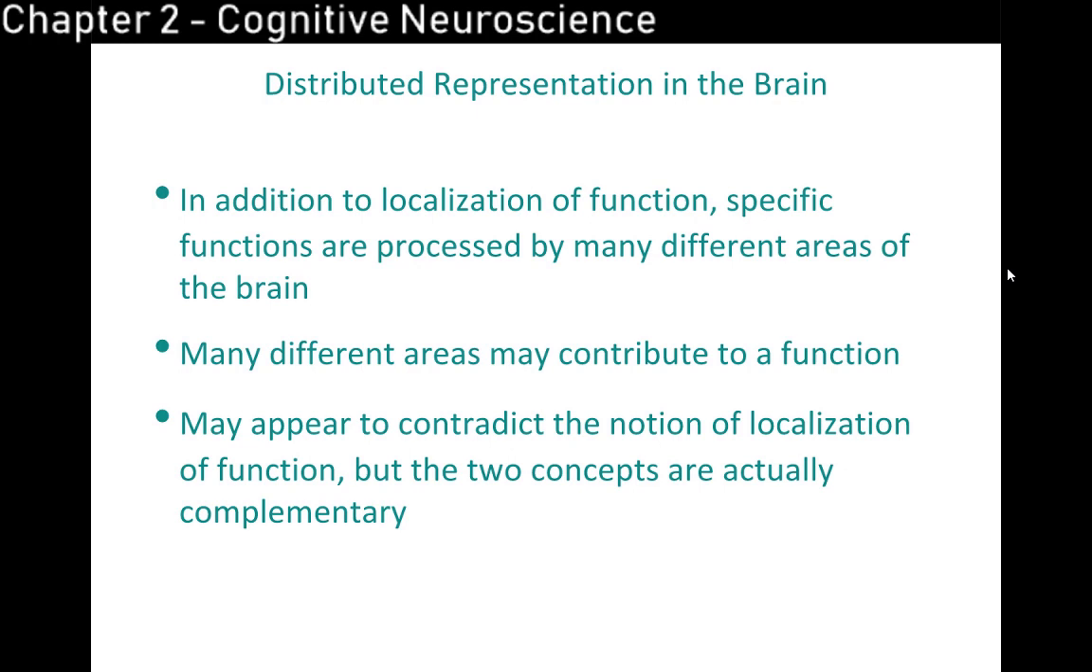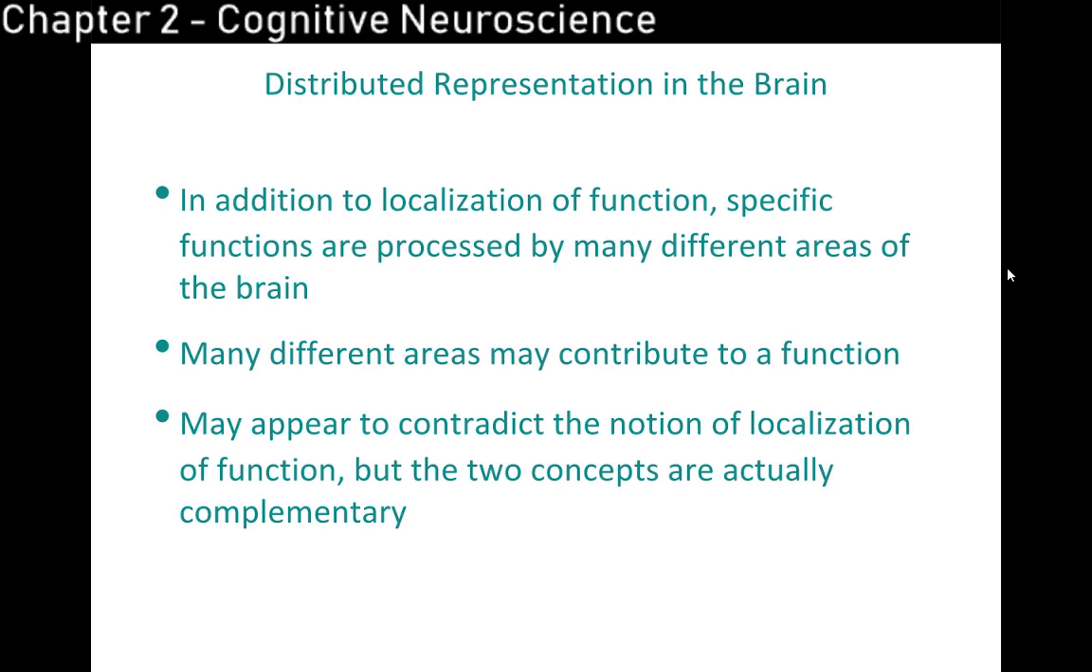Now, trying to put all of these little areas of the brain together, one thing that we can do is think about the distribution of representations in the brain. And even though we focused a little bit on those specific areas of the brain, they all interact. So on top of just this localization of function, we think about the specific functions that are processed by many different areas of the brain. And this might seem contradictory, but they are complementary in the sense that we experience sensations that are much more complex than often just one area of the brain.